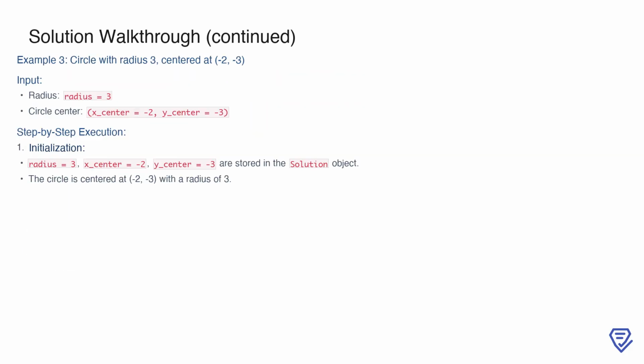In this example, the circle has a radius of 3 and is centered at (-2, -3). The input values are stored in the solution object as radius equals 3, x_center equals -2, and y_center equals -3. The mathematical definition of this circle encompasses all points that satisfy x² + y² less than or equal to 9, with the center placed at (-2, -3). This new setup prepares us to generate random points within the boundaries defined by this circle.